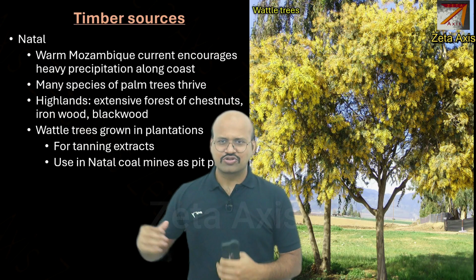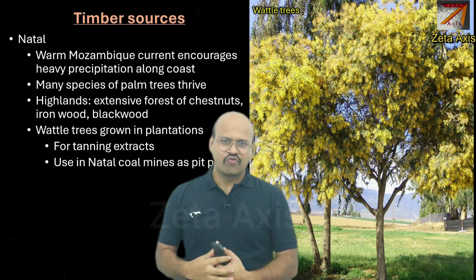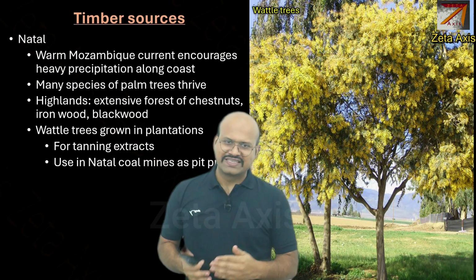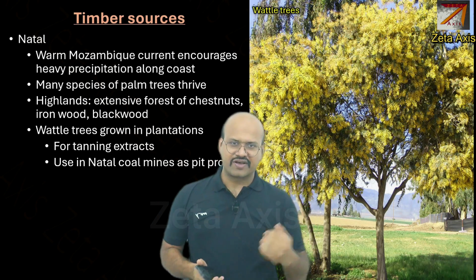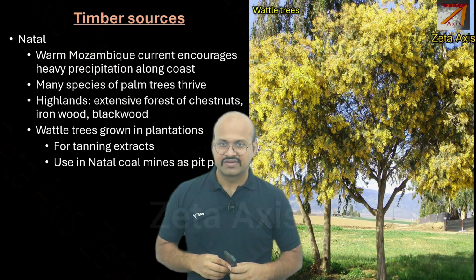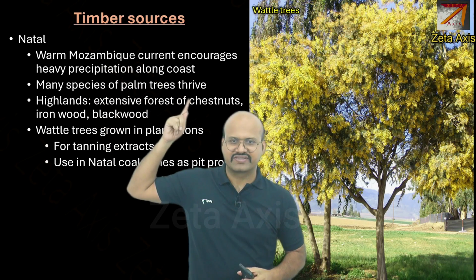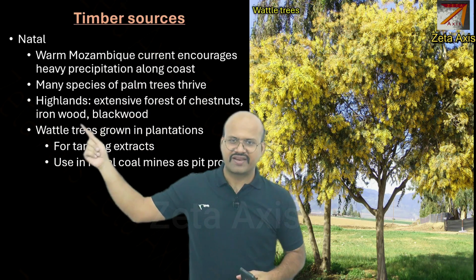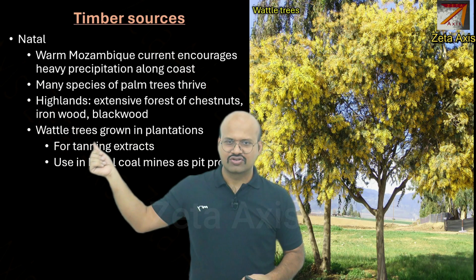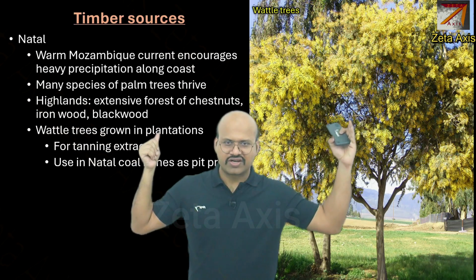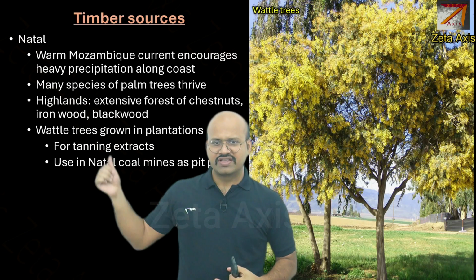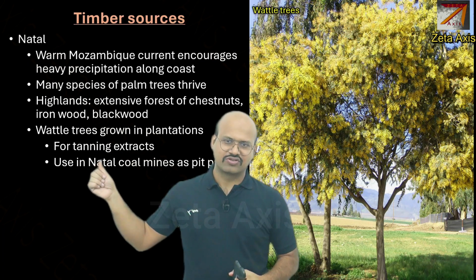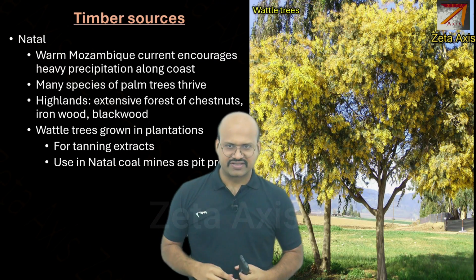Now let's see the timber resources of the Natal type of climate. Here, the warm Mozambique current flows on the eastern coast of Africa, which is the Natal region. So many species of palm trees thrive over here. Highlands have extensive forests of chestnut, ironwood and blackwood. Wattle trees grow in plantations. These are the wattle trees, and plantations can be found. They are also used for tanning extract. So this is also used in the leather industry.